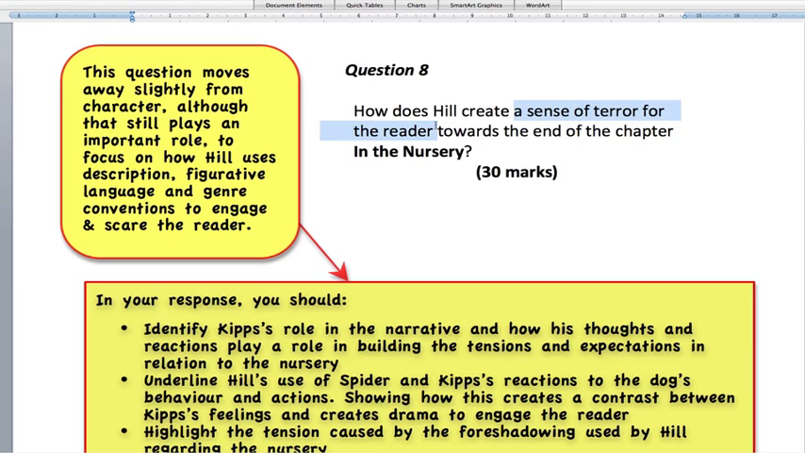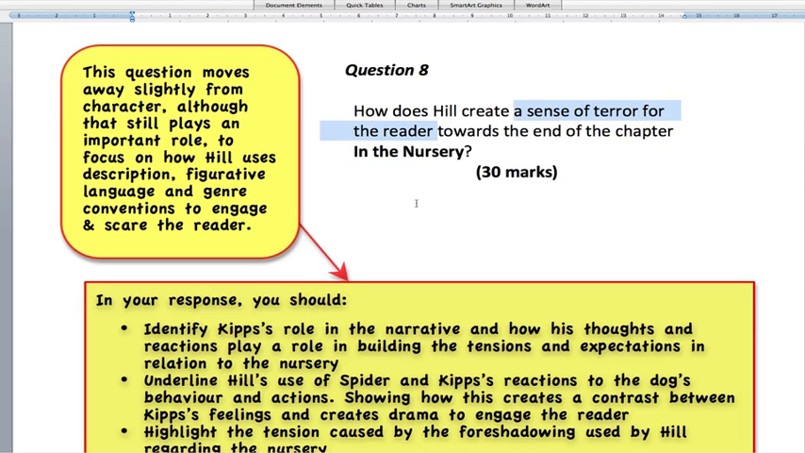So you can see it moves slightly away from character, but character still plays a role in this question because, of course, as with everything else in The Woman in Black, it's all seen through the prism of Arthur Kipps' narration. So it's very important that we are always aware, particularly when being asked about fear or terror or anything to do with shock or not understanding what's going on. For example, when Kipps meets Mr. Jerome and then Mr.